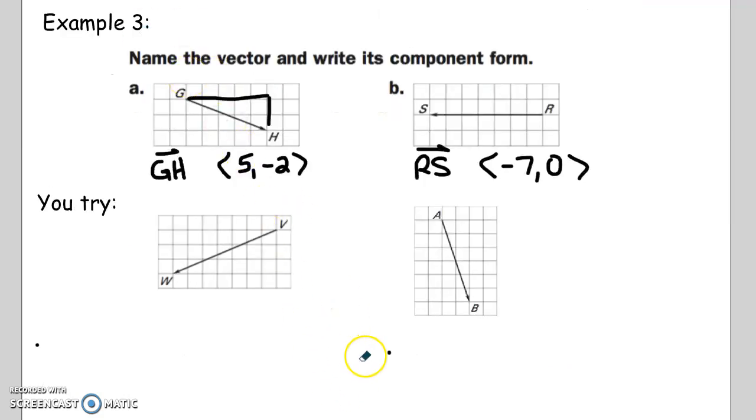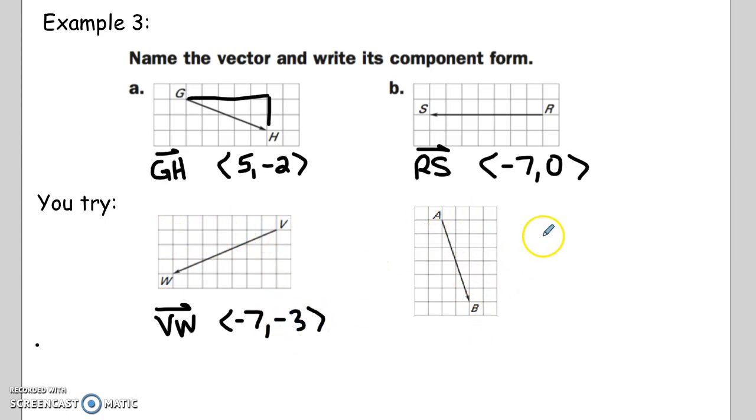All right, last but not least, you guys go ahead and give this a try. But because I have to cut this video short, the answer to this, so VW is this vector here, so VW, and where did it go? It went 1, 2, 3, 4, 5, 6, 7 units on our horizontal component, so back 7, and it went down, let's see here, 1, 2, 3, so -7, -3.